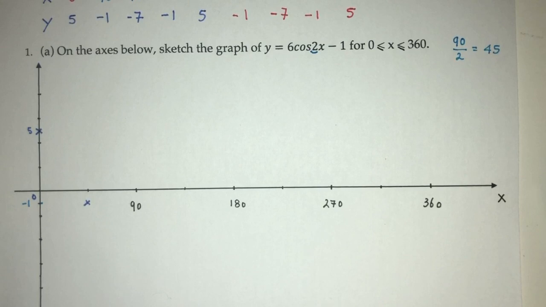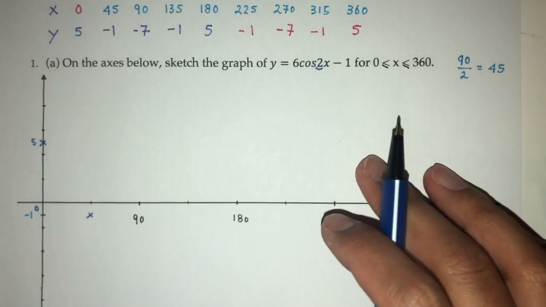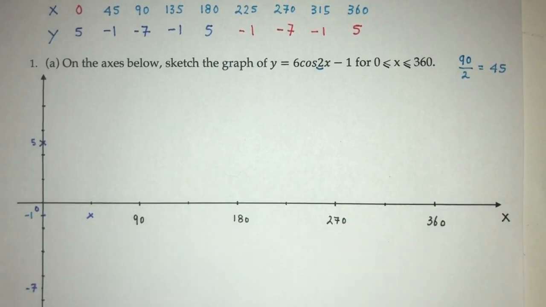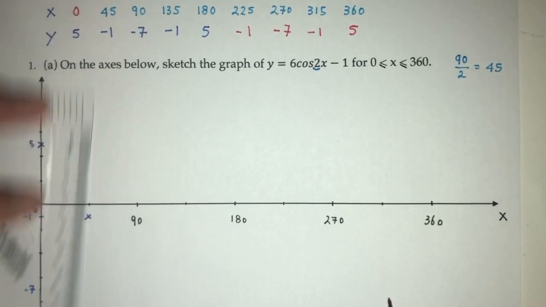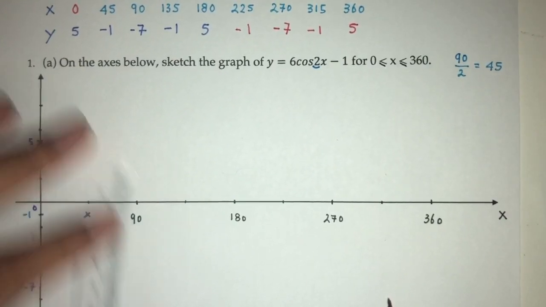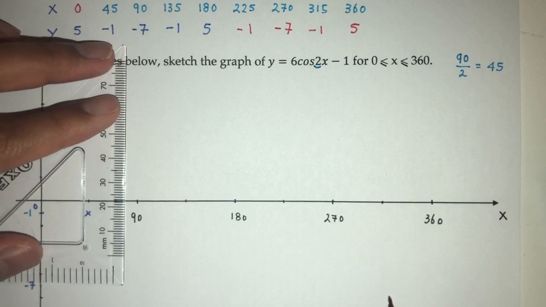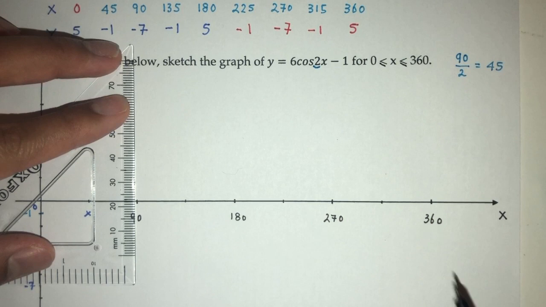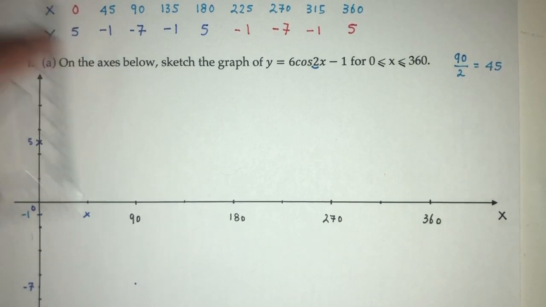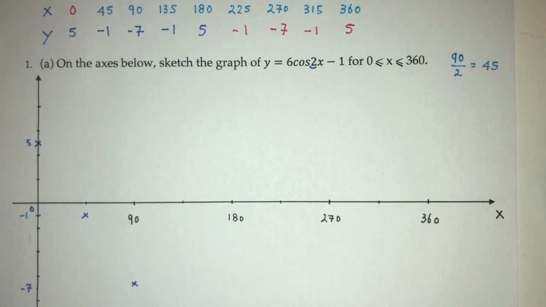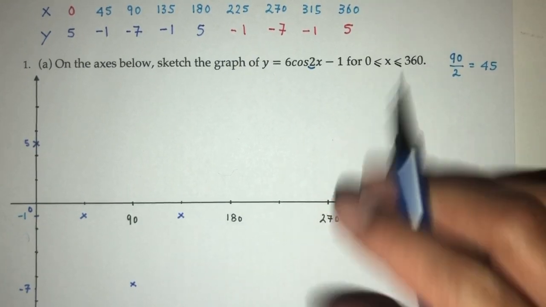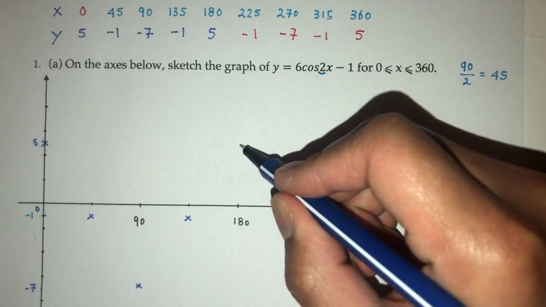Then I would have 90, minus 7. So minus 7, I would say the value to be this one. Let me use a set square to help me out. For this one, it seems to be on this line, somewhere over here. Okay, that will be 90, and then that should be this one. And for 180, we have to be back to 5.